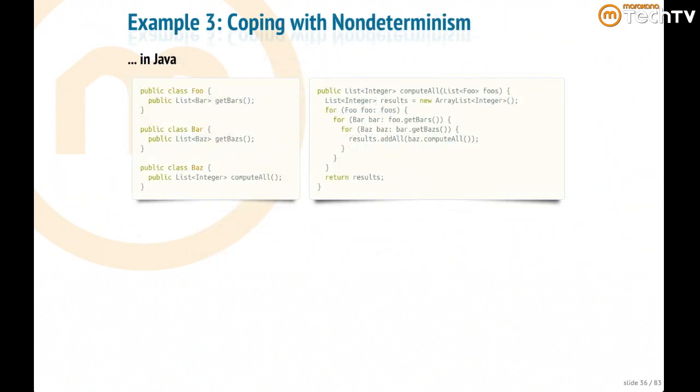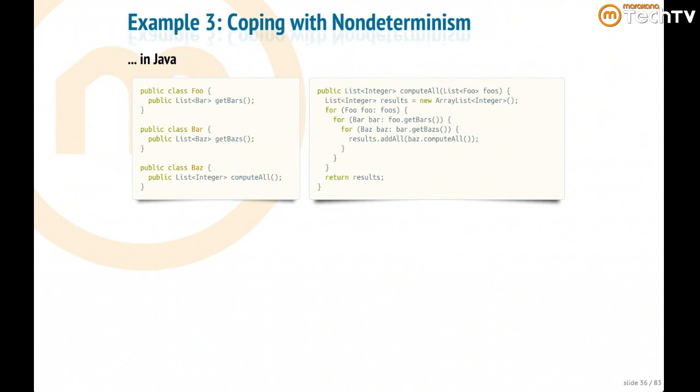All right, so our final example of the day, we're going to look at it starting in Java first again, is this idea of nondeterminism. And this is a little bit weird to think about, but think about a list as representing not a sequence of values, but rather a choice of values. So let's say if our foo.getBars returns a list of bars, that it's actually returning a set of choices of bars that we could potentially choose from. So it's some sort of a non-deterministic choice, similar with bar.getBazes and baz.computeAll.